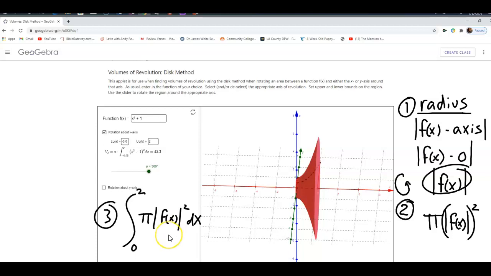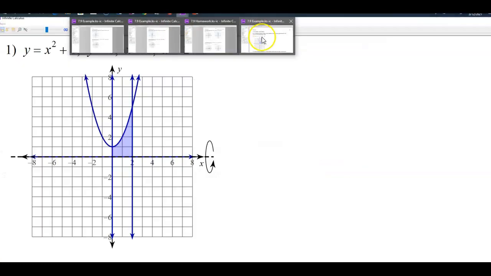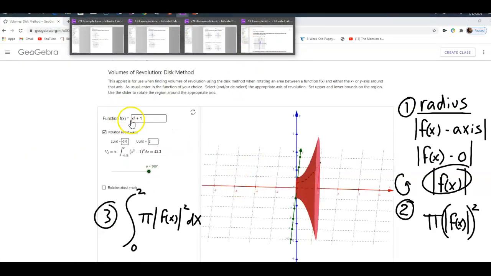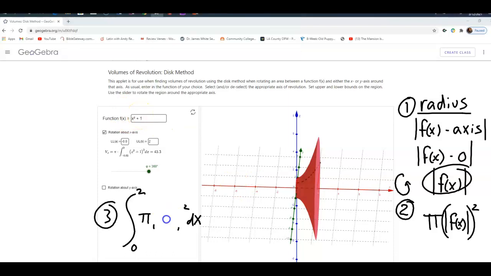Now, in the case of the problem that we're actually working on, let's go ahead and go back to that. That is the equation x squared plus 1. So I'm going to be replacing this f of x here with x squared plus 1. And all I have to do is put that in my calculator, and I've got my answer. And this is the result that I get for number 1.